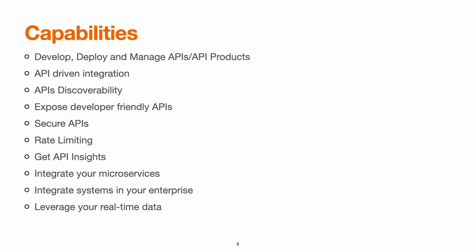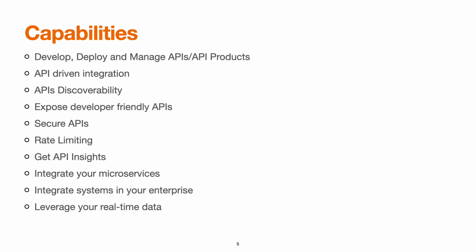WSO2 Micro Integrator can also be used by enterprises as a classic ESB. When we deploy it as an ESB, it caters to our message routing, transformation, message mediation, orchestration, as well as the services and API hosting needs.